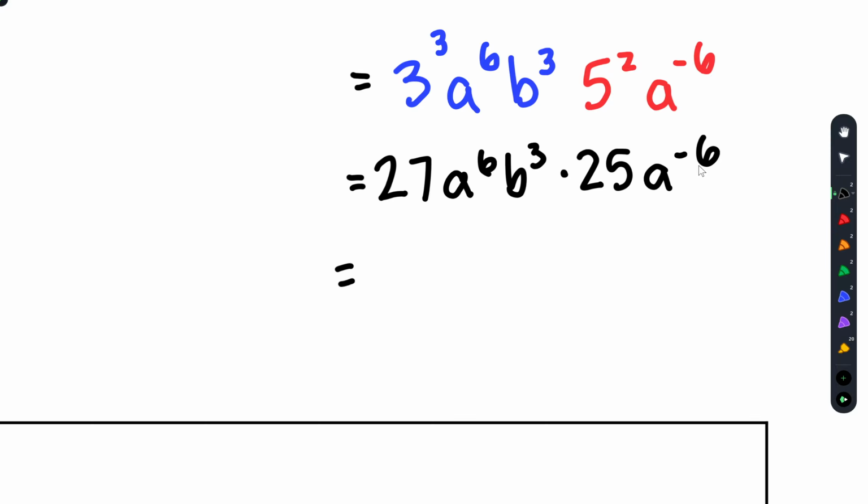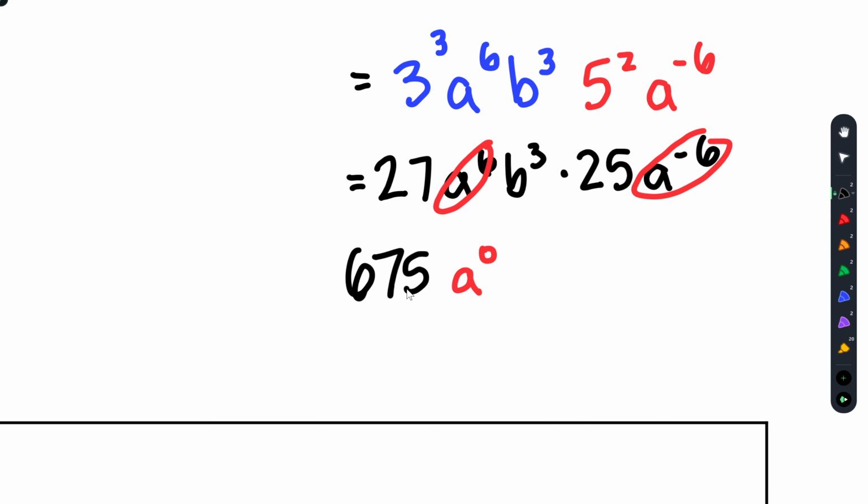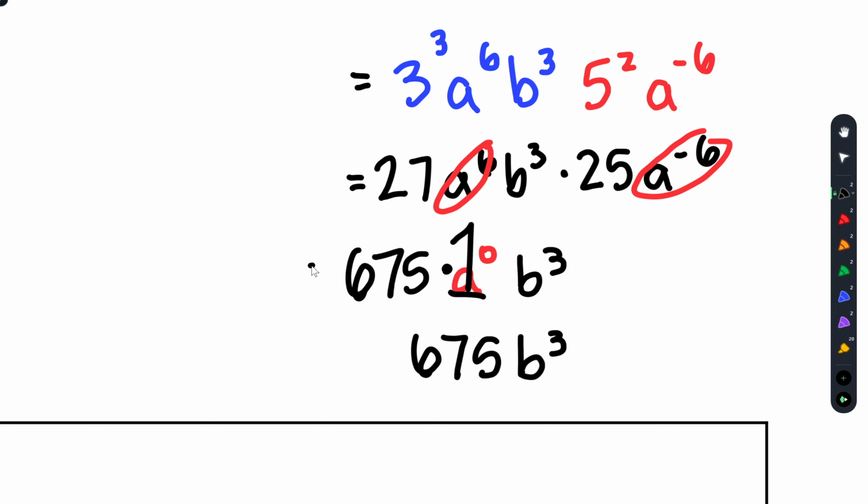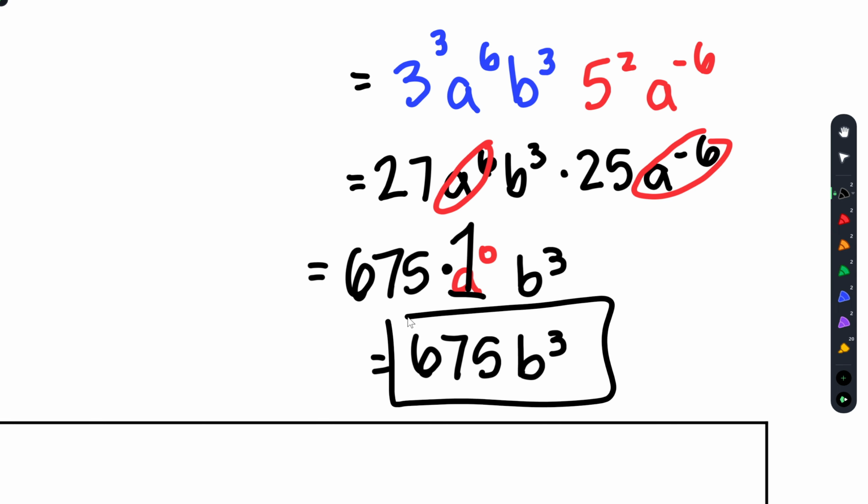Cody? The a's become a to the 0th power. Does anything happen to that b? Nope. Can I simplify 25 times 27? What does that get me? 675? And then b to the 3rd. Don't forget that a to the 0th becomes a 1. 675 times 1, b to the 3rd. Any questions?